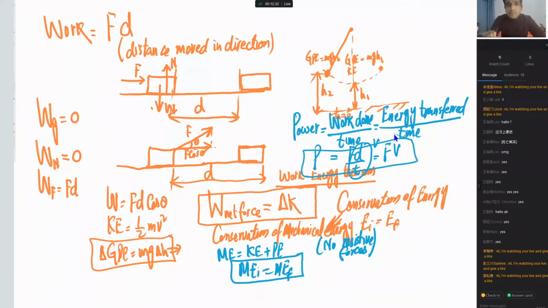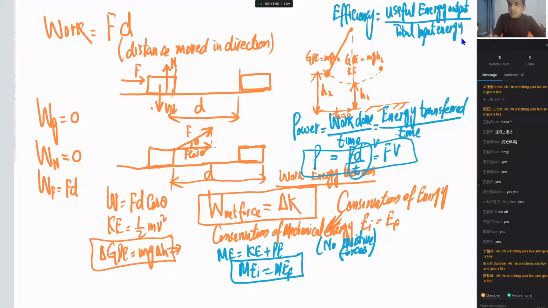So one last concept I want to write on here, that is efficiency. Efficiency is useful energy out, meaning output energy, divided by total input energy. So this is how you can calculate efficiency. Useful is very important, not just the output. Output and input are always the same, but what we consider in efficiency is the useful output.